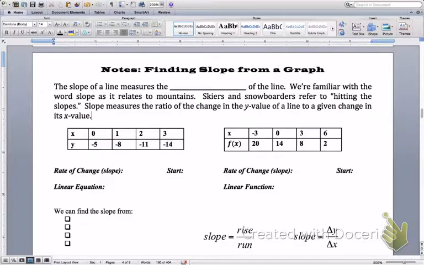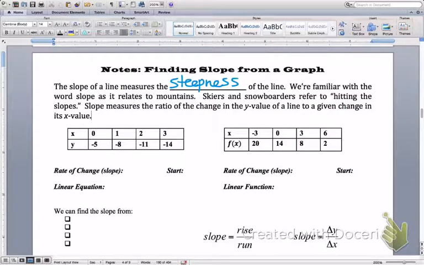All right, so here we have another way of seeing slope. The slope of a line measures the steepness of the line. We're familiar with the word slope as it relates to mountains. You've heard people refer to riding down the slopes of the mountains. Skiers and snowboarders refer to hitting the slopes. Slope measures the ratio of the rate of change of the y value, so the vertical direction, versus the change in the horizontal direction. So let's go ahead and look at these tables.